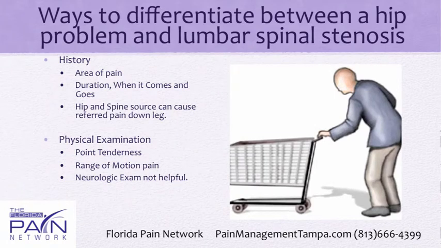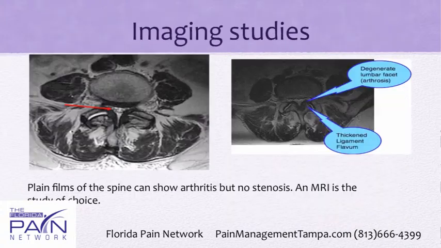So how do you differentiate between this? Well, first of all, history: area of pain, whether it's in the hip itself, in the thigh, or the buttock, duration, when does it come, when does it go? Hip and spine sources can cause referred pain that goes down the leg. So spinal stenosis can cause pain that goes down the thigh, and hip arthritis can cause pain that goes down the thigh. Physical examination: if you have significant point tenderness over the hip, that's more indicative of hip arthritis. If you have range of motion pain of the hip, that's more indicative of hip arthritis. Neurologic exam, not very helpful.